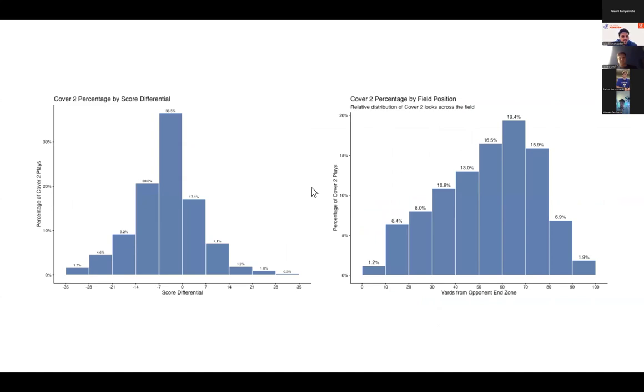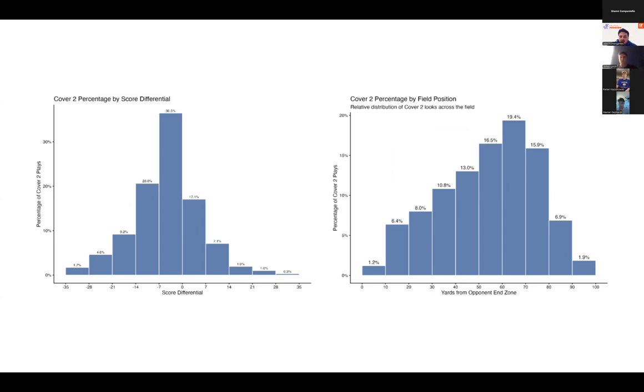Yeah, so these two graphs kind of show the score differential and then the percentage of cover two plays run in each bin essentially. And so we see that in between down 0 and down 7, that teams run cover two the most. And then when it's a little bit of a larger lead or a larger deficit, teams don't necessarily run cover two. Maybe they're trying to blitz more or just not trying to give up a larger lead.